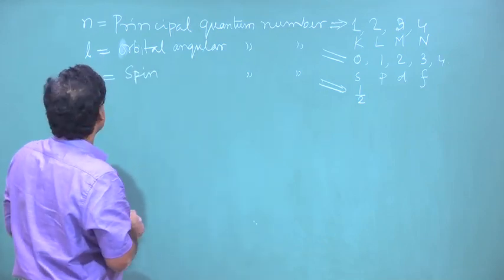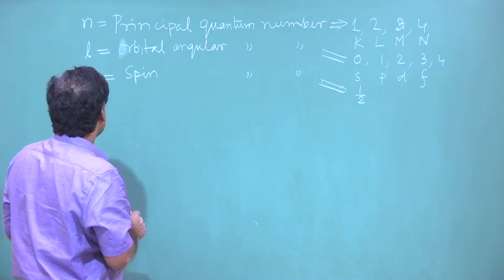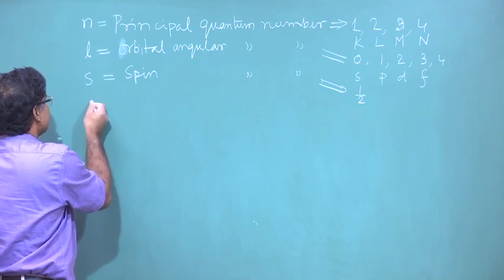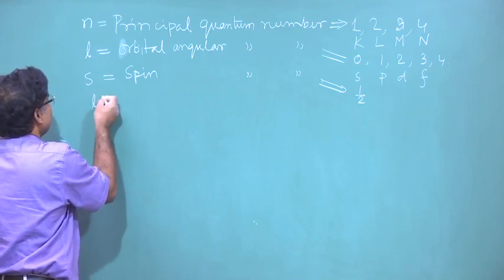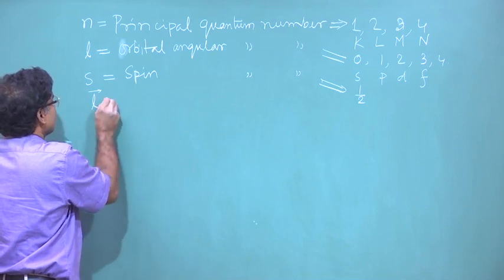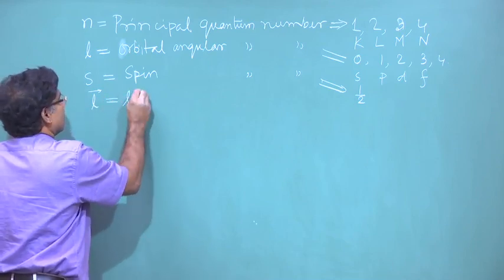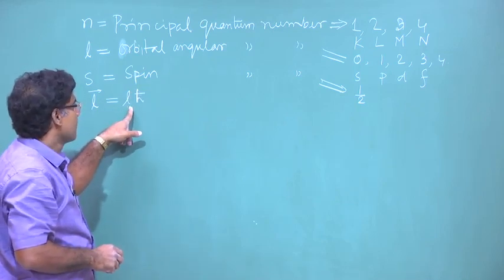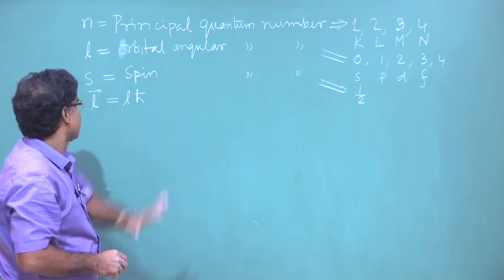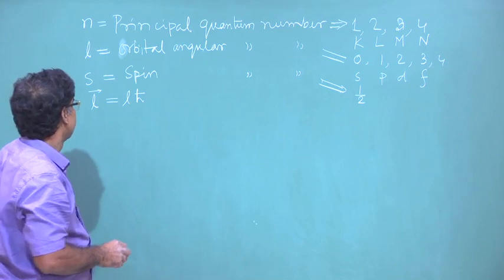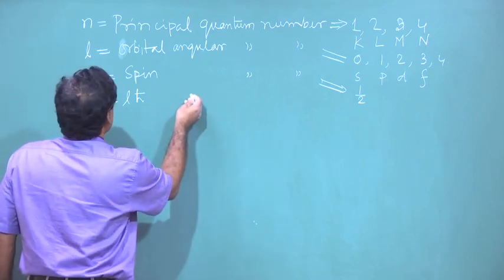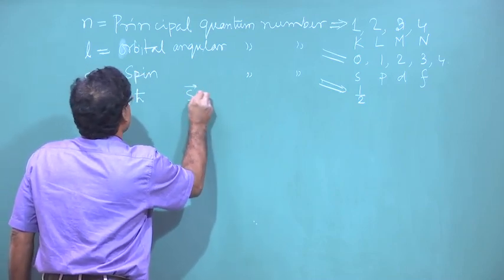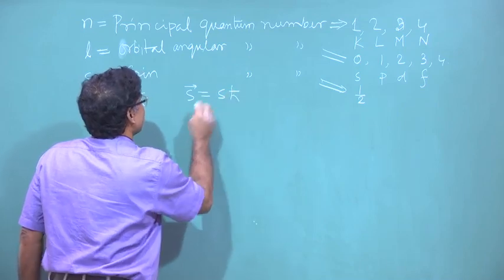Now, we have seen the quantization relation. For L, the angular momentum is quantized. So, it is L h cross, where L is the magnitude, and L can take values as I told. Similarly for S we can write S h cross, and S can take value half.